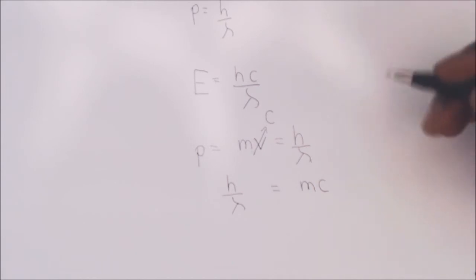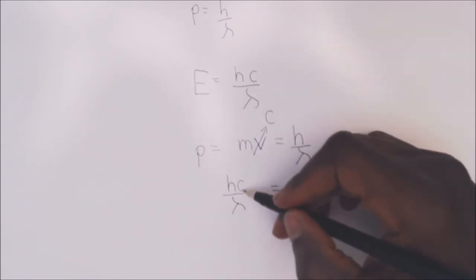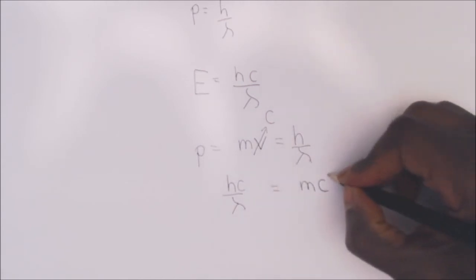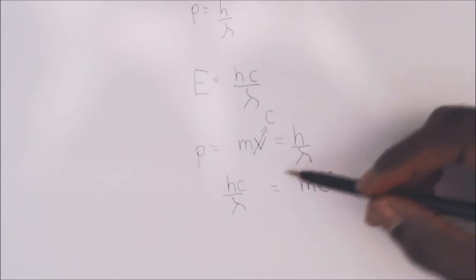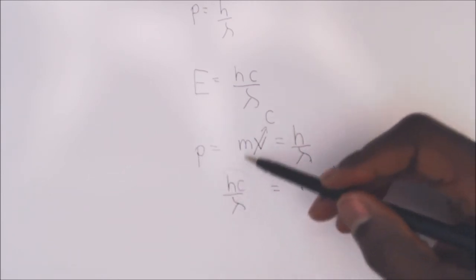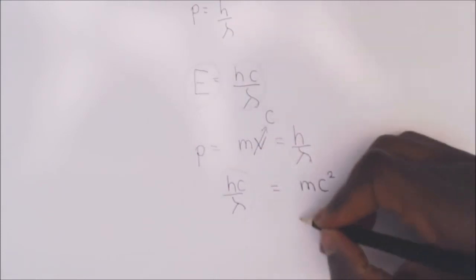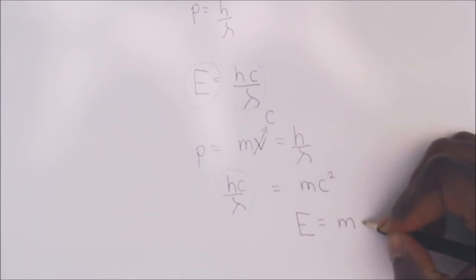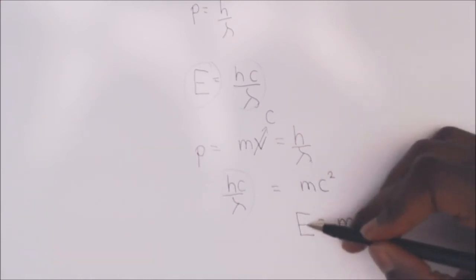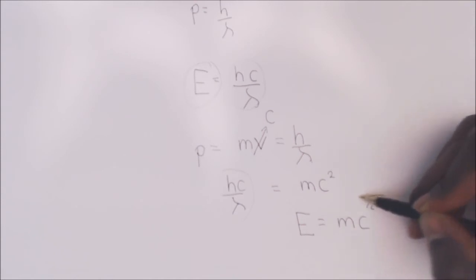So what can we do here? Well, we can multiply both sides by c, and that will change that to hc over lambda, and that will change that to mc squared. Okay, well, as we just pointed out, hc over lambda is equal to the energy. So what we have is E is equal to mc squared, where the energy is equal to the mass times the speed of light squared.